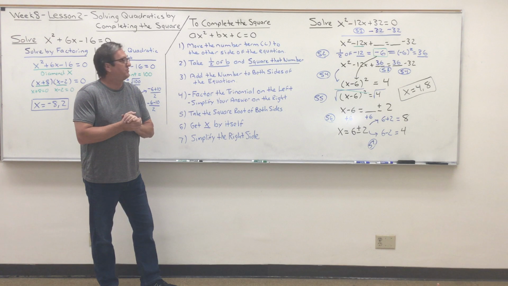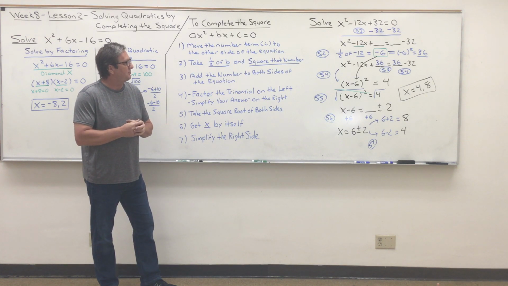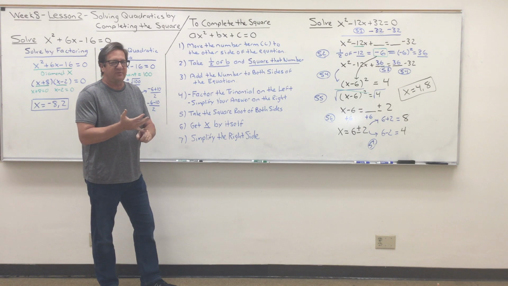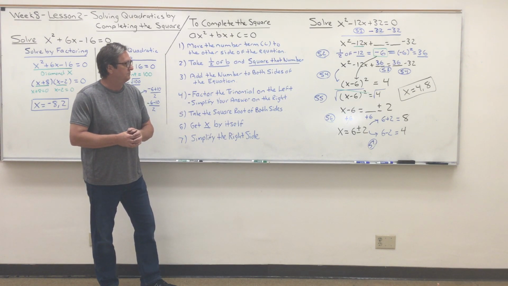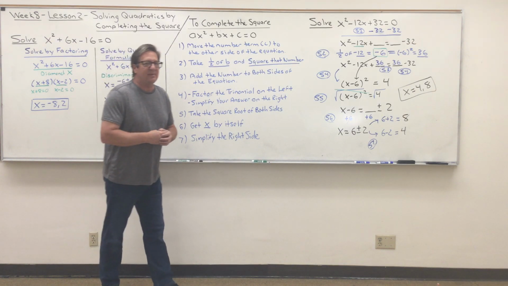So there is example 2. X squared minus 12x plus 32 equals 0. If you factor it, if you do the quadratic formula, if you complete the square, you will get an answer of x equals 4 or 8. All right? Let's go to example 3.